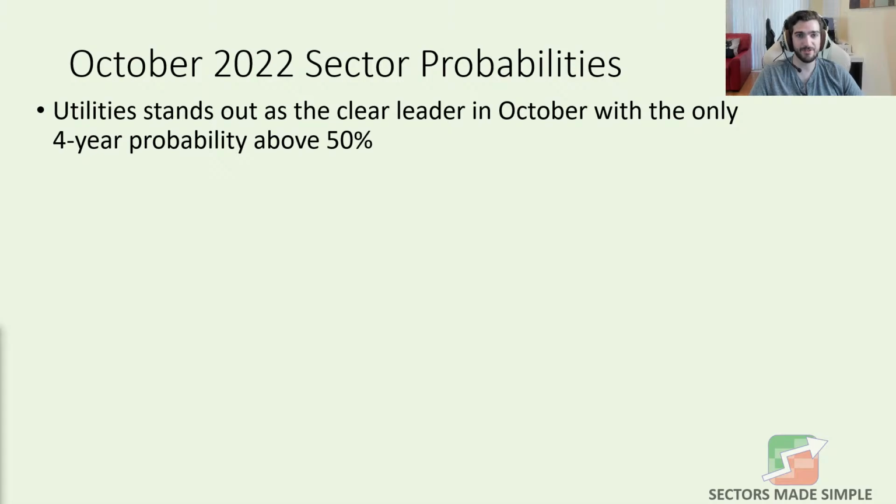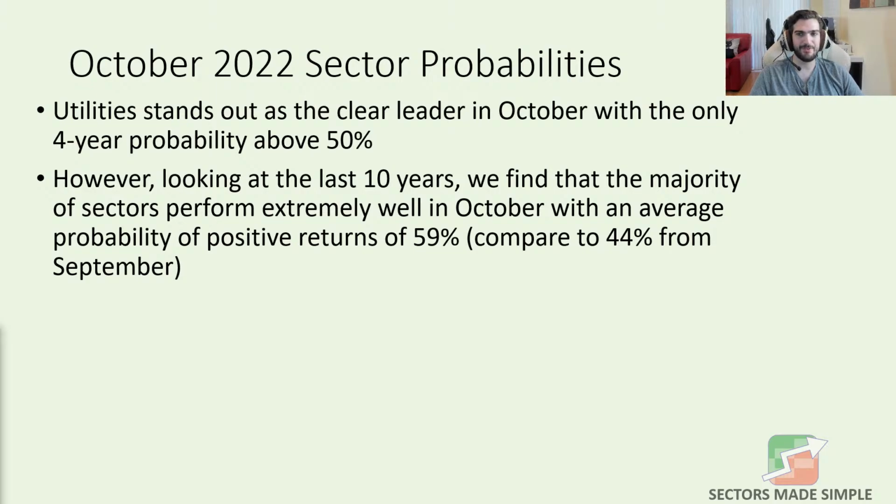So what does that tell us? That utilities stands out as the clear leader. But over the past 10 years, we find that the majority of sectors performed extremely well in October, with an average probability of positive return across all sectors of 59%. Compare that to 44% from September. That is a 15% swing over 1 month for the expectation of things being above its starting point, of a positive return.